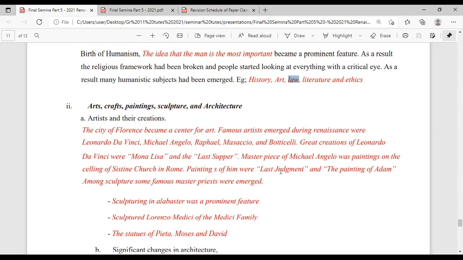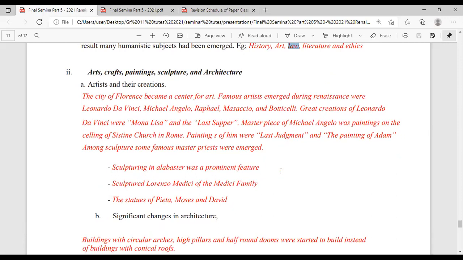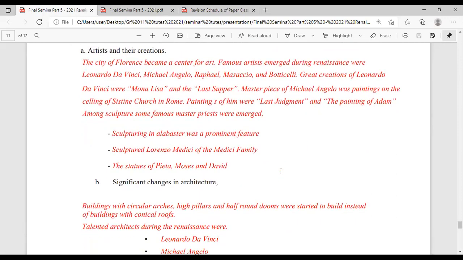Now we'll go to significant changes in architecture. Buildings with circular arcs, high pillars, and half-round domes started to be built instead of buildings with conical roofs. Talented architects during the Renaissance were Leonardo da Vinci and Michelangelo.